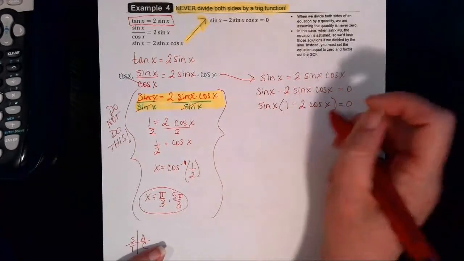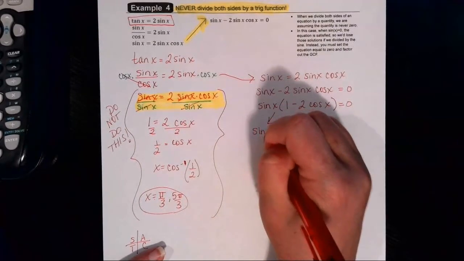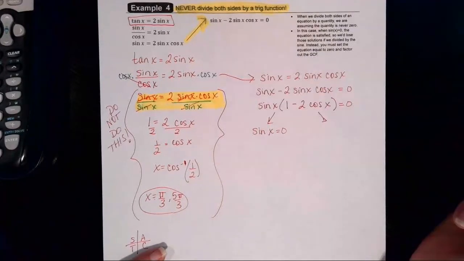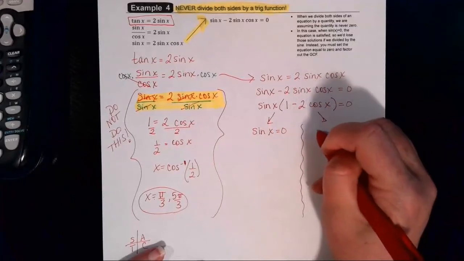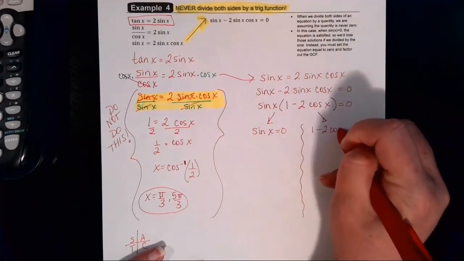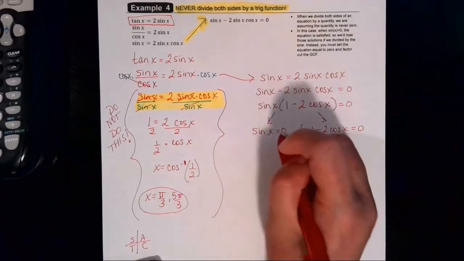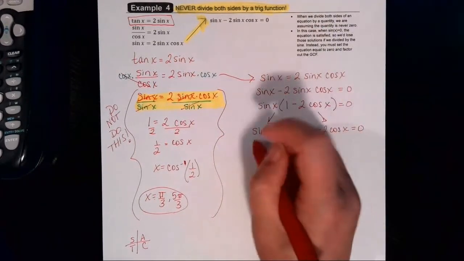So next, now that it's completely factored, we can set each factor equal to 0 using the zero product property. So sine of x equals 0 would be the first equation we would want to solve, and then 1 minus 2 cosine of x equals 0 would be the second equation that we want to solve.